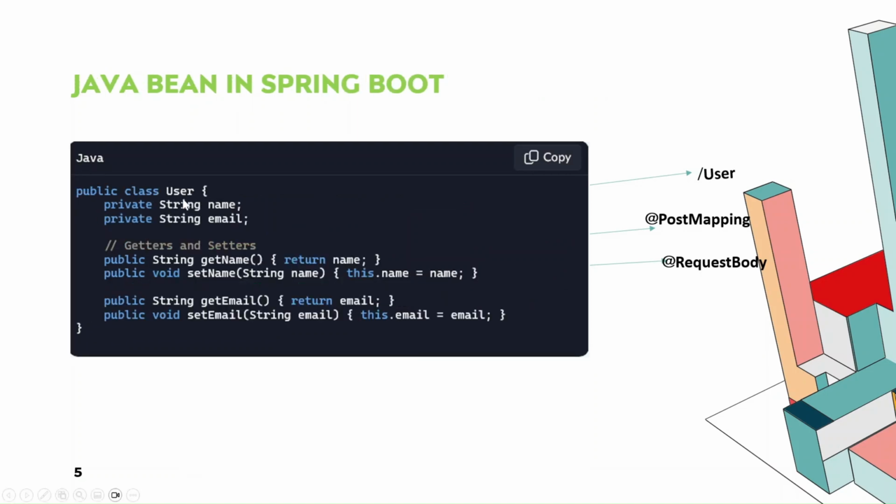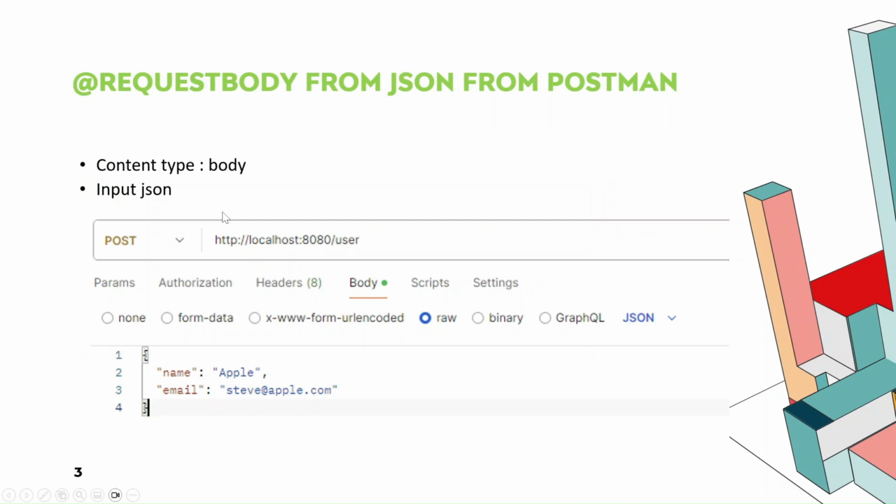If you look at the user, I have name and email, getName, getEmailId. I'm not setting anything. I'm just capturing the data, so I'm using getters only. This bean will map to the JSON field properties. The field names should be equal to the JSON name and email. That's very important.